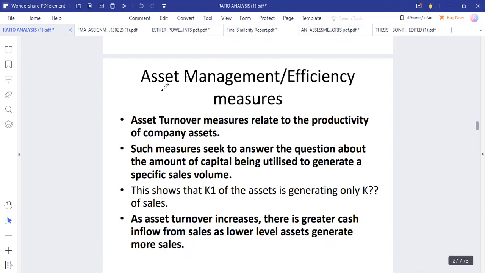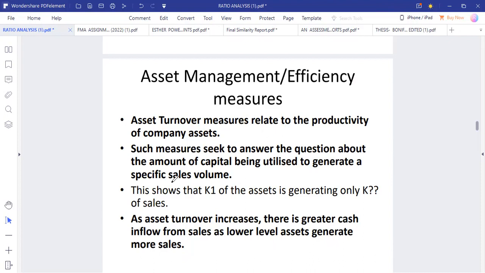Then we go to what is called the asset management ratios. When we're dealing with asset management ratios, basically, we're looking at how the firm is relating to the usage of its assets. We need to be interested in a firm that has good managers that will make efficient use of the assets to generate what?